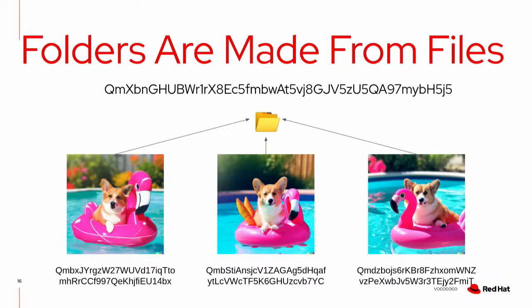So then folders can be made from files. If you put a bunch of content IDs together, you can get a bigger folder. And if you want to download all the corgis, you would just get that root content ID. Or maybe if you want this one, then you would just get this content ID.